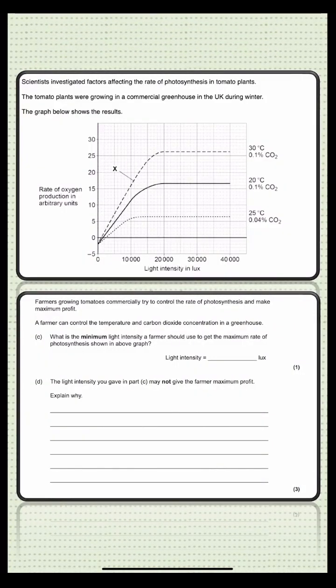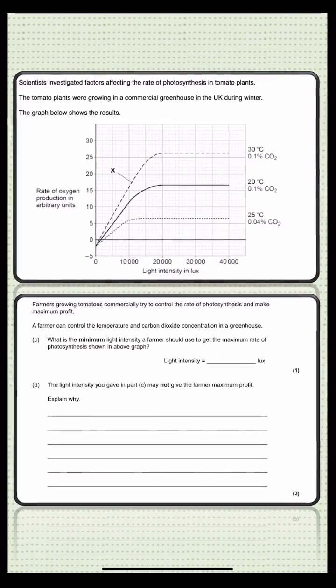Next question. So we've got three of these limiting factor graphs. What is the minimum light intensity a farmer should use to maximize the rate of photosynthesis in the graph above? What would you guys say the answer is for that?